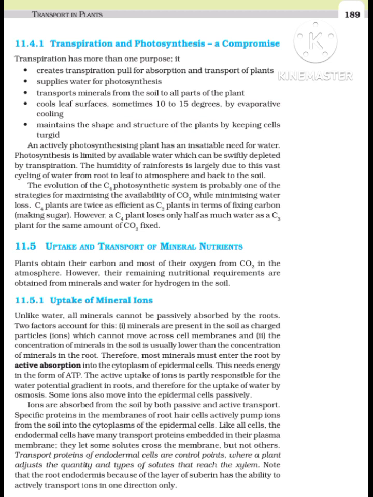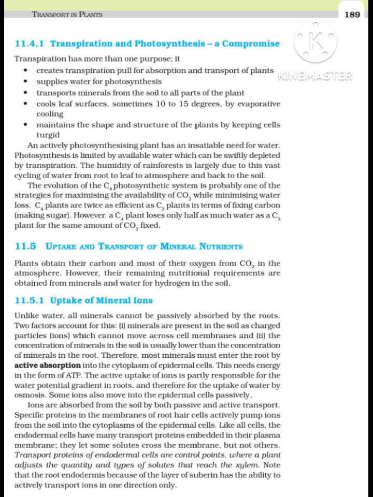Therefore, most minerals must enter the root by active absorption into the cytoplasm of epidermal cells. This needs energy in the form of ATP. The active uptake of ions is partly responsible for the water potential gradient in roots, and therefore for the uptake of water by osmosis. Some ions also move into the epidermal cells passively. Ions are absorbed from the soil by both passive and active transport.